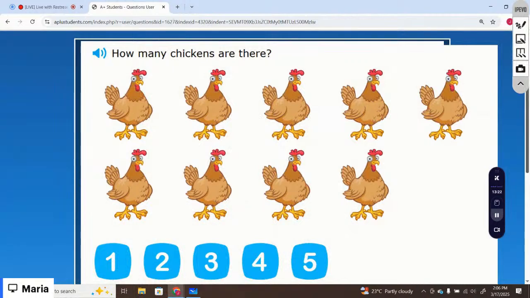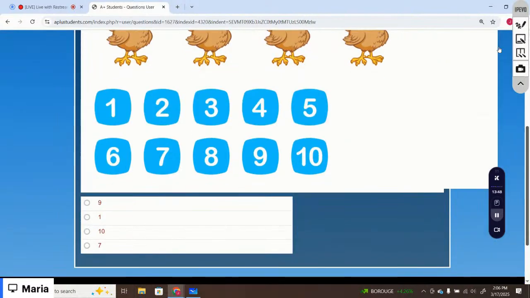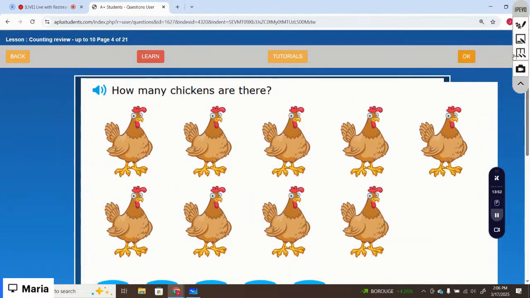How many chickens are there? Which is the correct option? Can you count? There are nine. The correct option is 9. There are 9 chickens. Option number 1 is the correct option.